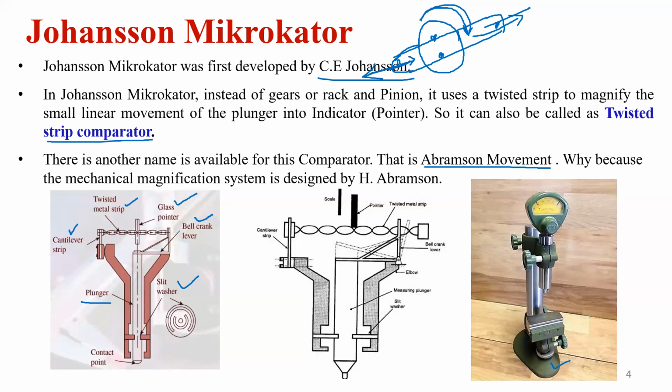This plunger moves through the slit washer, because these two S-shaped members are connected through this slit washer. This slit washer provides frictionless movement to the plunger. Another thing is that this slit washer prevents the rotation of the plunger about its own axis.